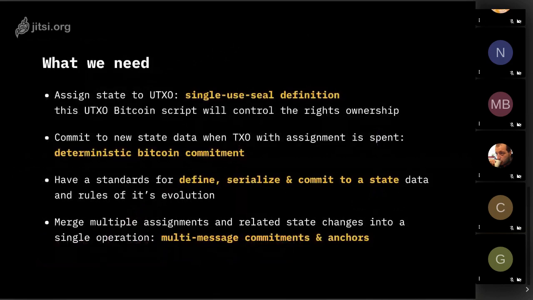And that's why we need this fourth point, additional to single-use seals, deterministic Bitcoin commitments, serialization and commitment, state structure. We need to merge multiple assignments and related state change data into a single operation with multi-message commitments and so-called anchors. So these are the four building blocks of RGB, which I will be presenting in more detail over the next presentations.